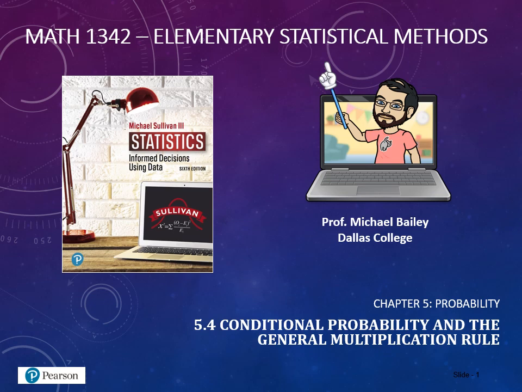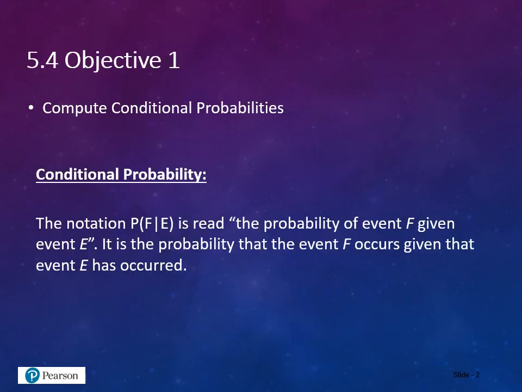Our next lecture in Chapter 5 is on conditional probability and the general multiplication rule. Our first objective is to compute conditional probabilities.